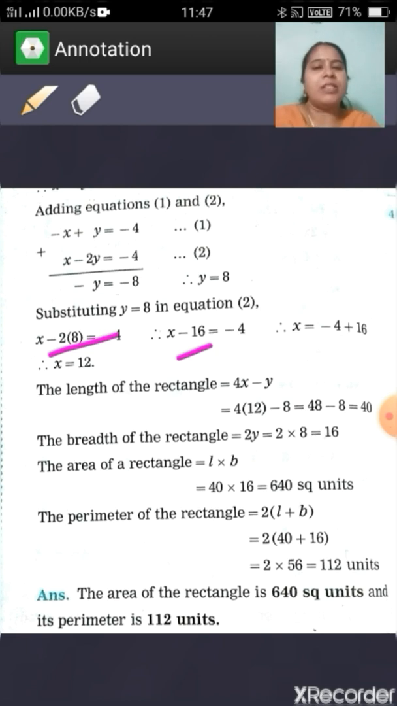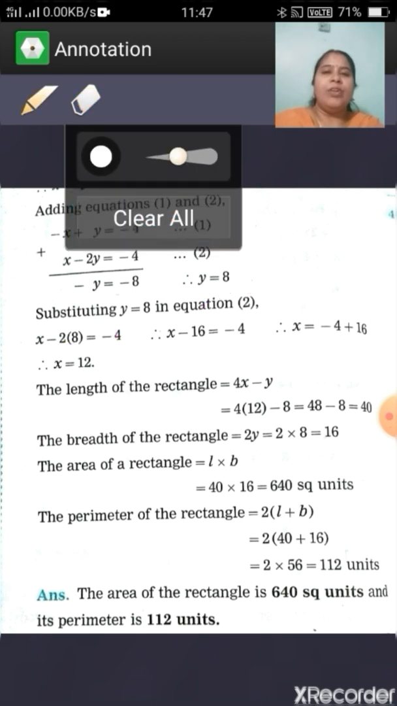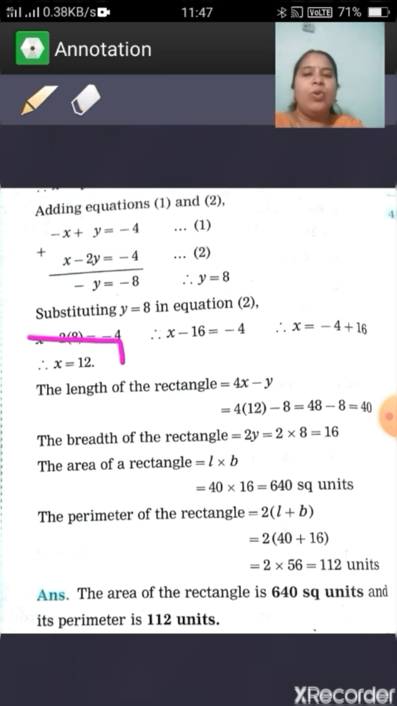Shift this minus 16 to the other side. It will become plus 16. So minus 4 plus 16 is nothing but 12. So we get the value of the variable x is equal to 12 and y was equal to 8.